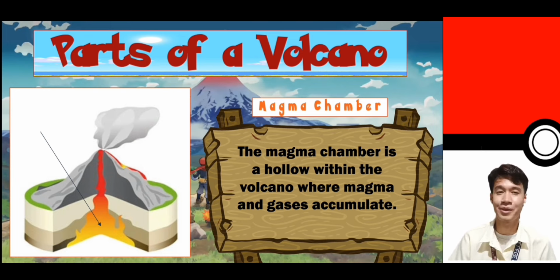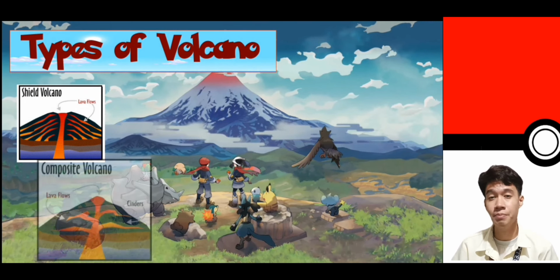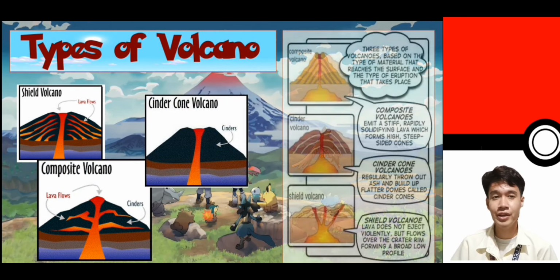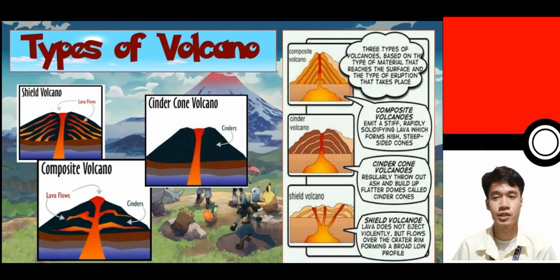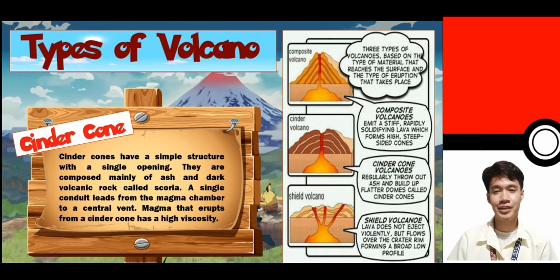The second part of our discussion is about the types of volcano. There are three types of volcano, namely shield, composite, and cinder cone volcanoes. The first type of volcano is cinder cone, which is short and steep. Cinder cones have a simple structure with a single opening. They are composed mainly of ash and dark volcanic rock called scoria. A single conduit leads from the magma chamber to a central vent.